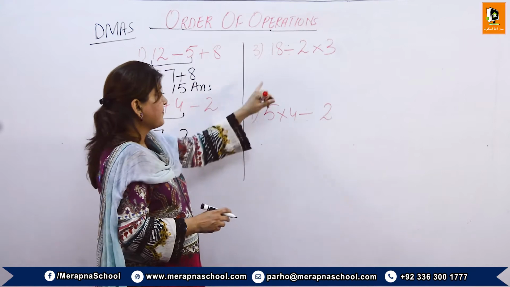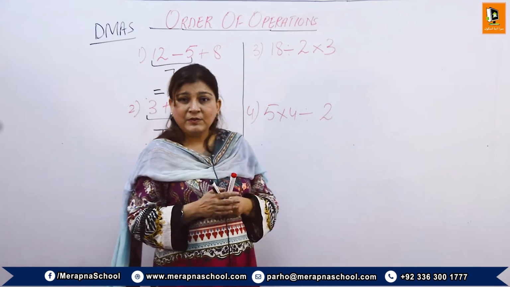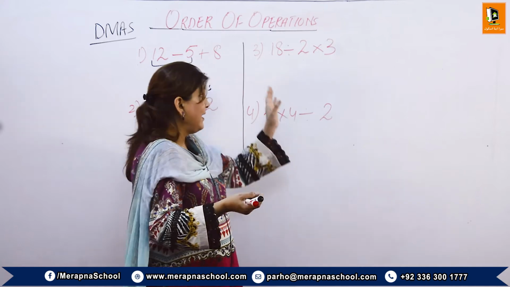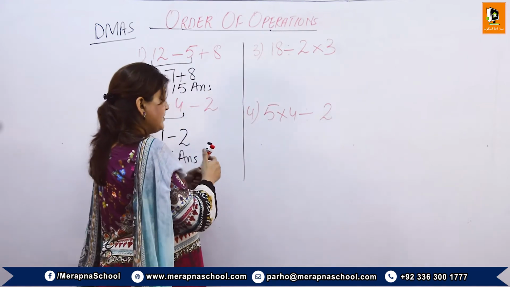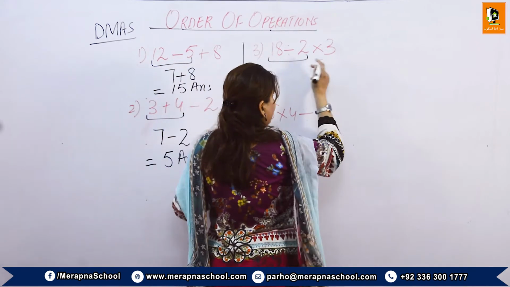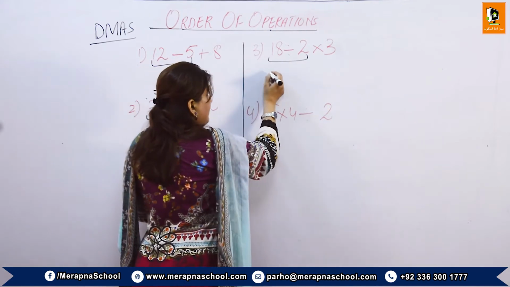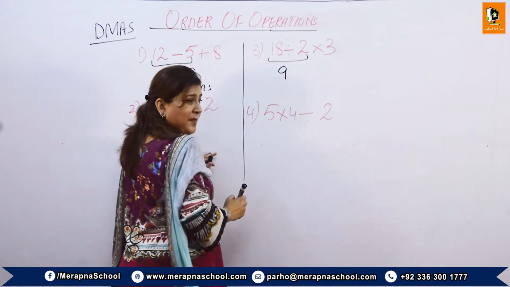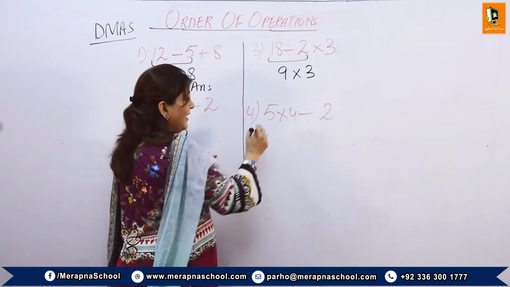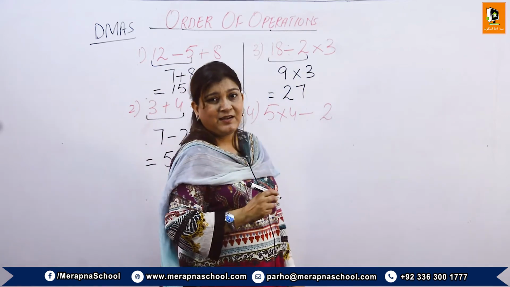Now look at these two sums. In these two sums we have division and multiplication. Now according to DMAS rule, division is first, but we have to move from left to right. So on left side we have division first, so we will solve the division first. 18 divided by 2, how much? When comes 18 in 2 table? 2 9s are 18, and then we multiply with 3. 3 9s are 27. So 27 is your answer.